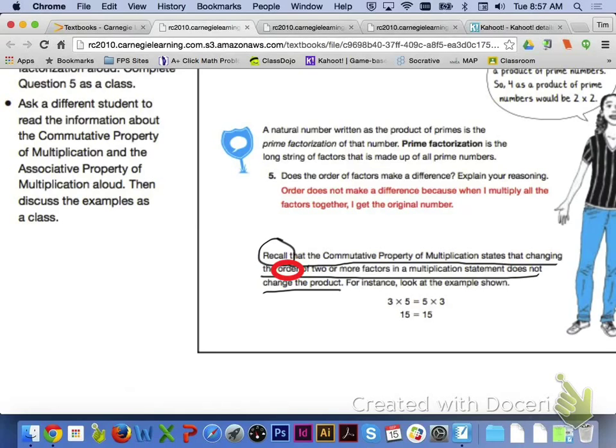For number 5, the order does not make a difference because when you multiply all the factors together, you are still going to get the original number. Down at the bottom of page 53, we see that it says, recall that the commutative property of multiplication states that changing the order of 2 or more factors in a multiplication statement does not change the product. So hopefully we remember that from chapter 1. For instance, if we look at the example shown below, 3 times 5 is going to be equal to 5 times 3.